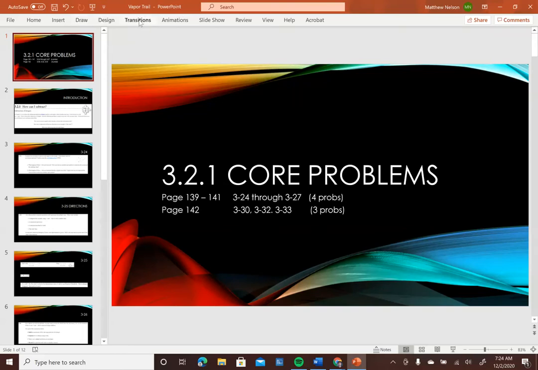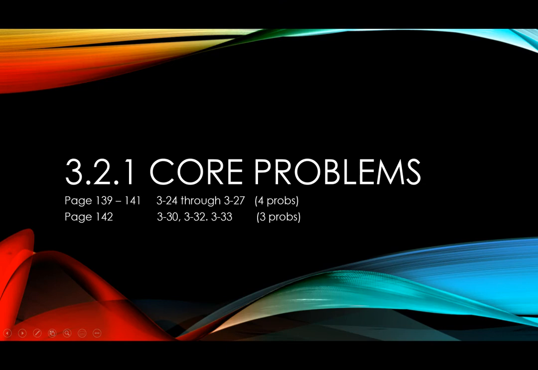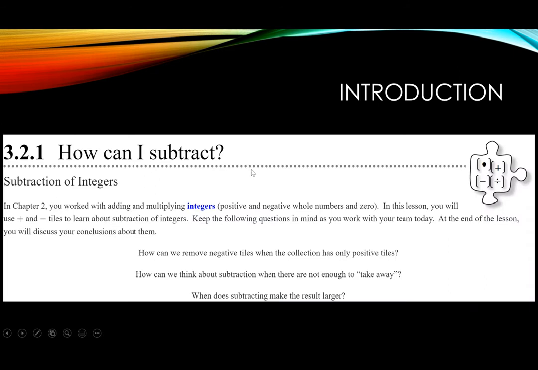All right, everybody, so we're going to go ahead and get started here with 3.2.1, looking at the core problems. So we're going to be looking at these following problems. First off, 324 through 327, that's 4 problems, and then 330, 332, and 333. In your textbook, it's going to be 139 through 142 if you want the page numbers, but you will want to use your e-tool for this first problem here.